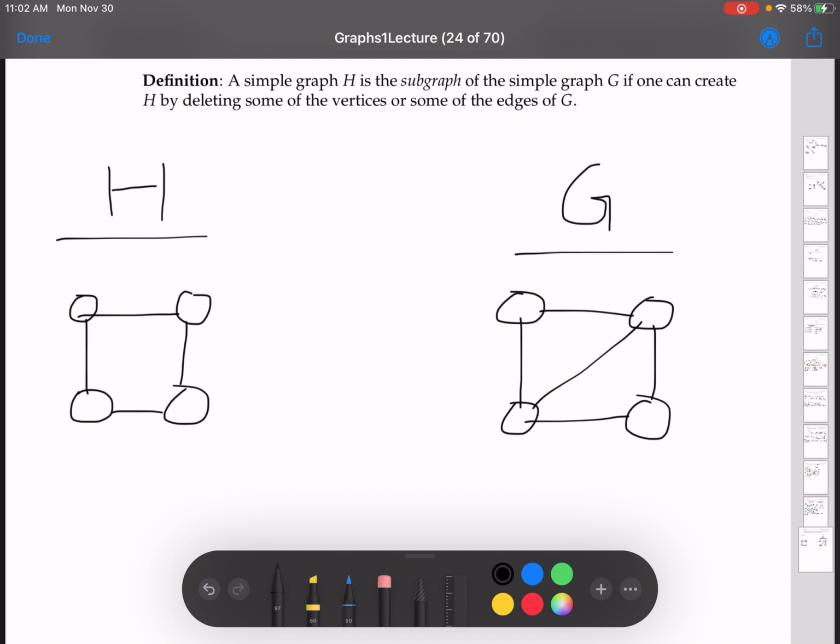And the way you look at it is you say, okay, if by deleting some of the edges or vertices of G, can I get H? And in fact, that's true, right? If you were to delete this edge here, you would get exactly H. So H is a subgraph of G.